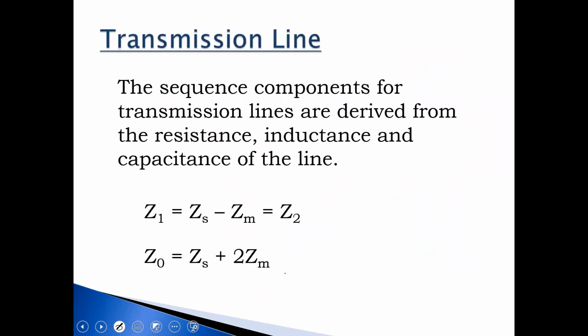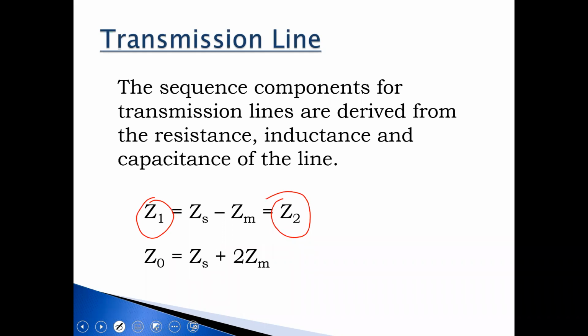For your transmission line, this is static, yes? So it means that Z1 is equal to Z2. So your positive and your negative impedances would be the same, and it's given by Zs minus Zm, where Zs here is a self-impedance, and Zm, the mutual impedance.